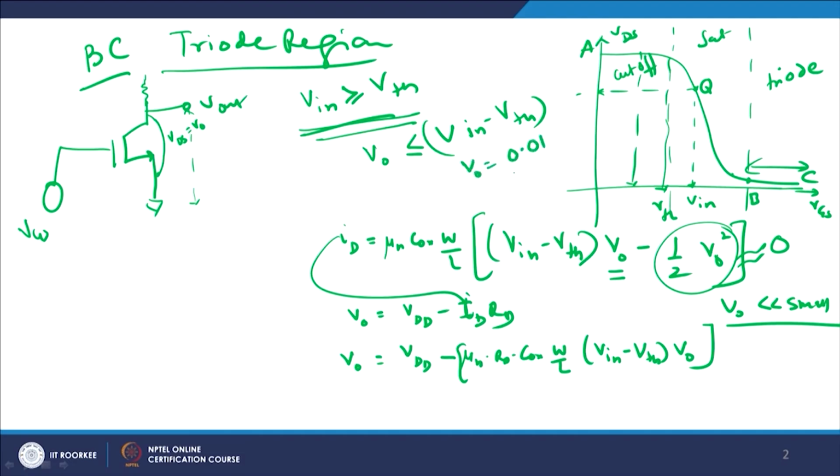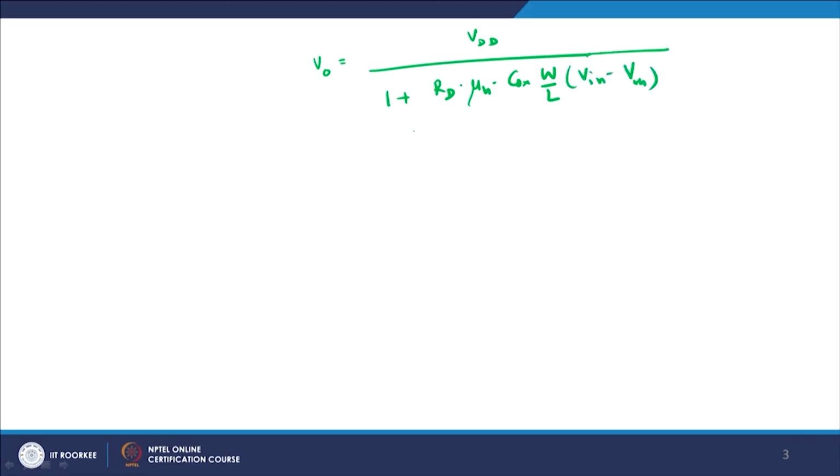0.01 or so whatever, then if you multiply it by 0.01, I get 1 into 10 to the power minus 4, and so it is very small as compared to these quantities here, and therefore you can safely say that V0 equals VDD minus this whole quantity into V0, right. So with this explanation we can write V0 to be equal to VDD divided by 1 plus RD times mu n times C oxide into W by L into V in minus VTH, right, and you get this, right.